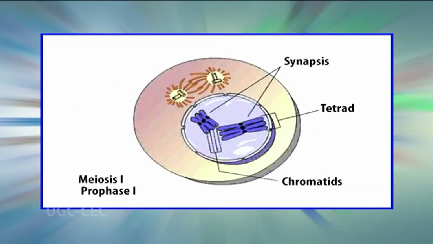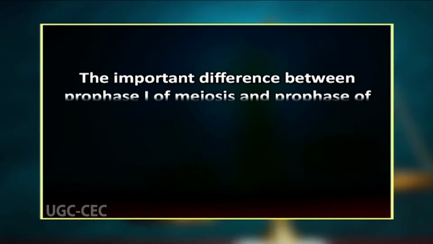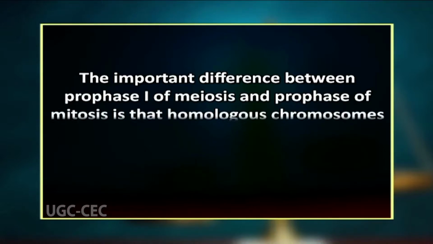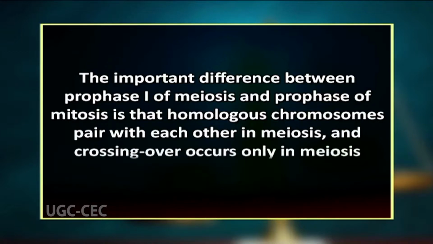When prophase I begins, the chromosomes have already duplicated, with each consisting of two sister chromatids attached at a centromere. Prophase I is divided into a number of substages. Prophase I of meiosis is similar to prophase of mitosis. The important difference is that homologous chromosomes pair with each other in meiosis, and crossing over occurs only in meiosis.